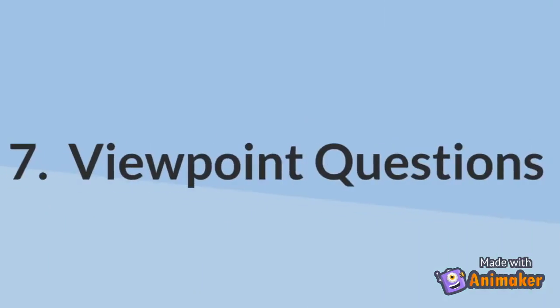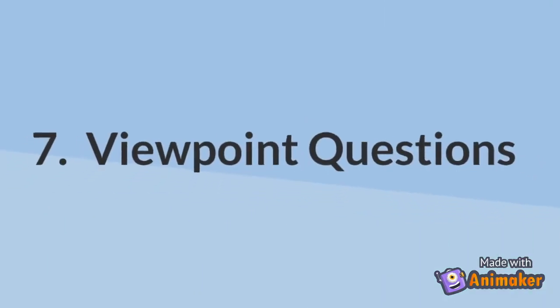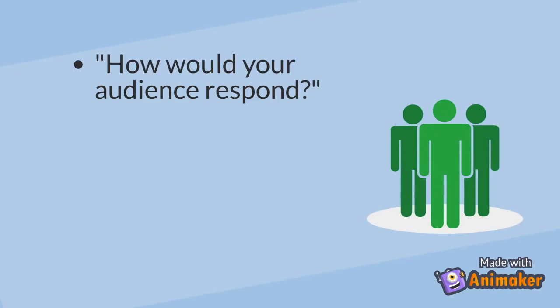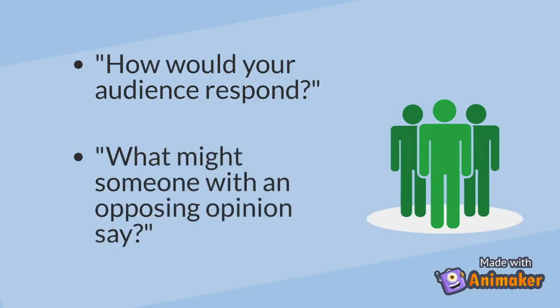Seventh are viewpoint questions. These challenge students to think about their audience and determine how their writing will affect them. Some viewpoint questions you can ask are, how would your audience respond? And what might someone with an opposing opinion say?